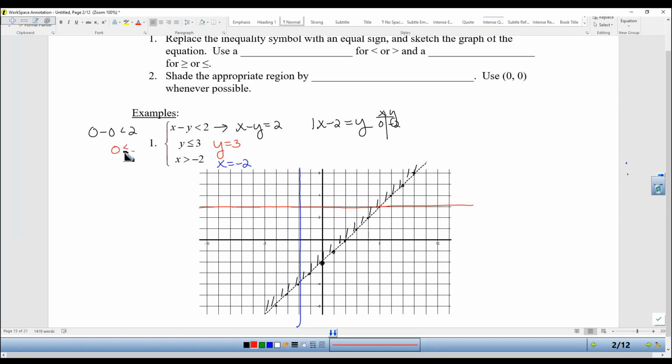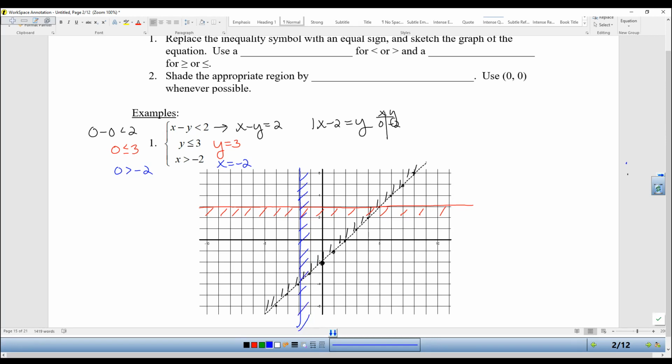For the next one, I plug in a 0 into here. I can't plug in a 0 for x, so just for y. Is 0 less than or equal to 3? Yes. So again, determining whether or not I want to shade above the red line or below the red line, 0, 0 works. So I want to shade 0, 0, so I would be shading below the red line. And then finally, on the blue one, is 0 greater than negative 2? It is greater than negative 2. So I'm going to want to shade the 0, 0, which would put me on this side of the line.